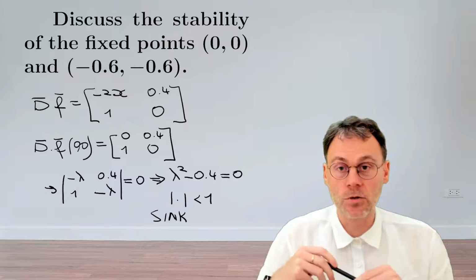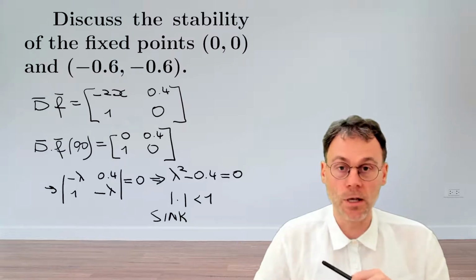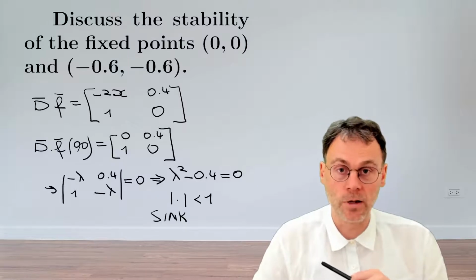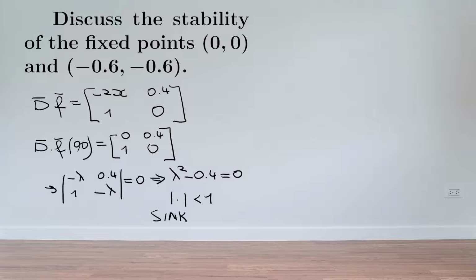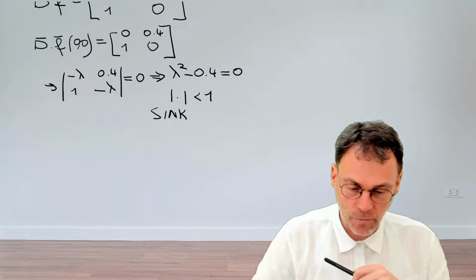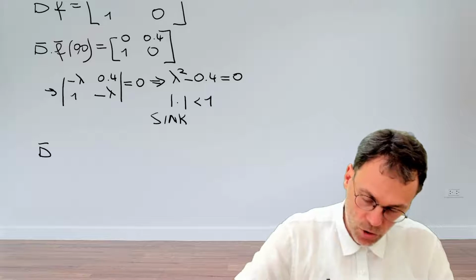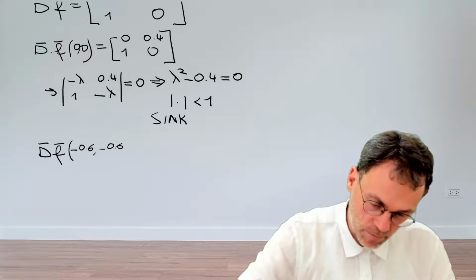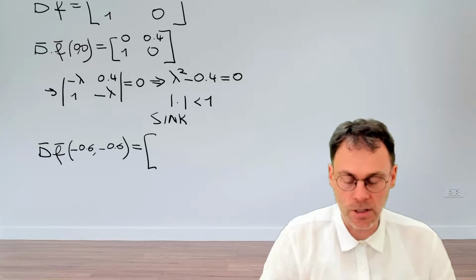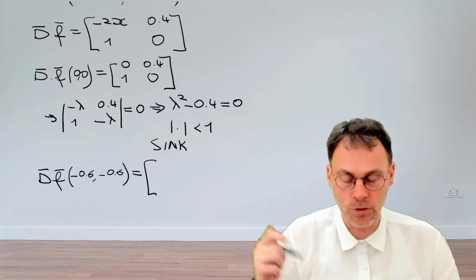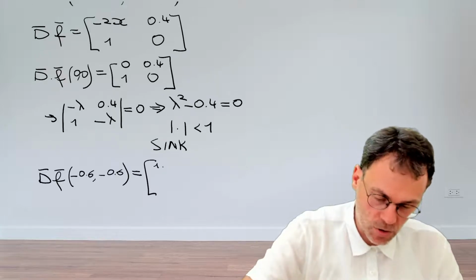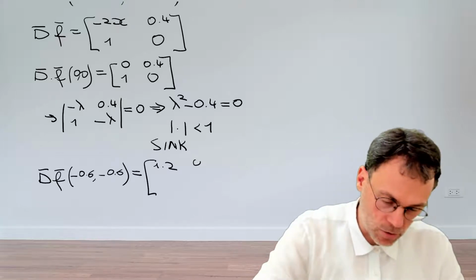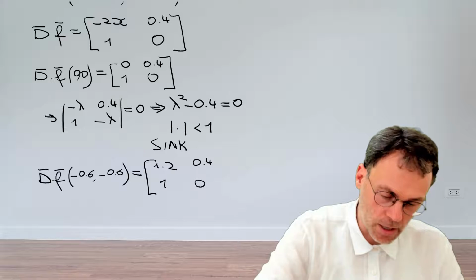Okay, next step is doing the same thing, but for the different fixed point. In case you haven't done so, I pause the video here to give you a chance to do just that. Moving on, for the second fixed point, our Jacobian evaluated at the point (-0.6, -0.6) looks slightly more complicated. So we have minus 2 times the x value. So this is going to be 1.2, and otherwise still 0.4, 1, and 0.